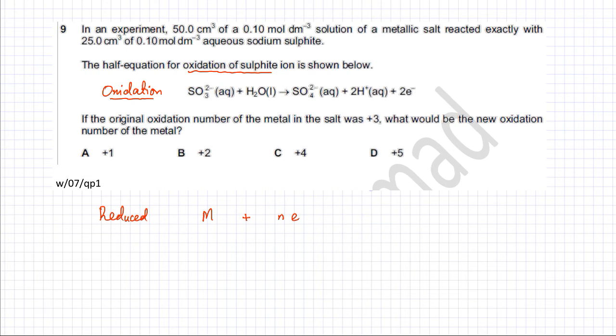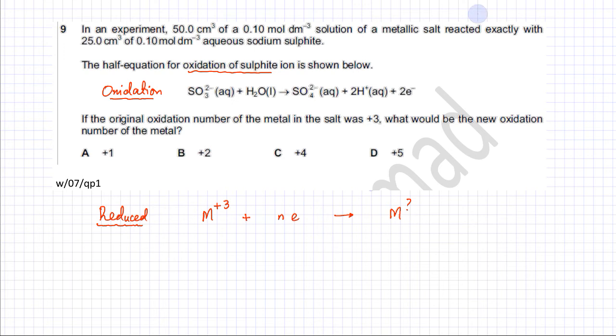And he's given us one thing. He's told us that the original oxidation number of the metal in the salt is +3, so that metal would have an original charge of +3. That is gaining electrons, and I don't know how many electrons it's gaining, so I've written N electrons, and I don't know what the final charge is going to be. Let's put a question mark over there. But I've come up with a reduction equation.